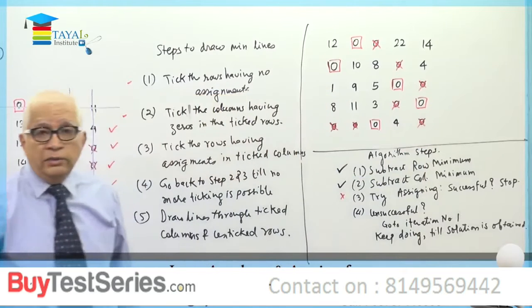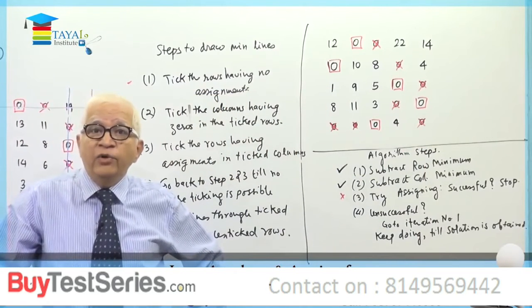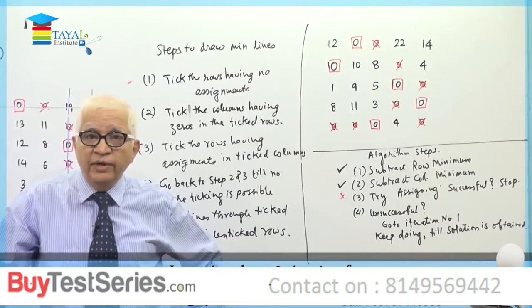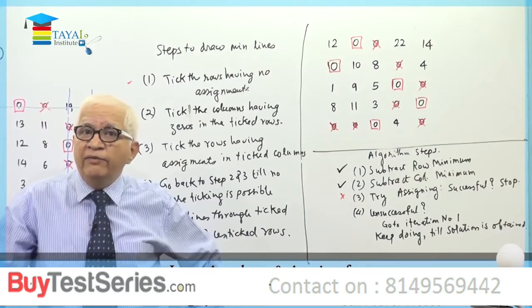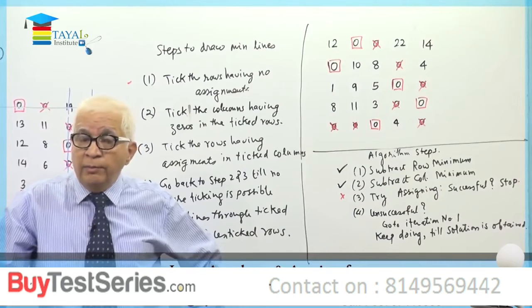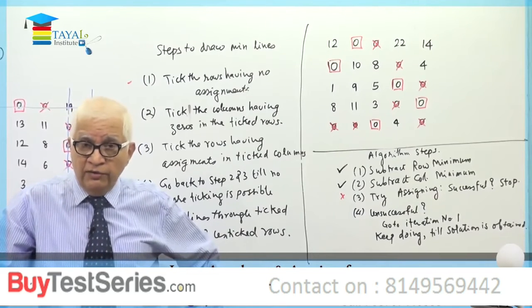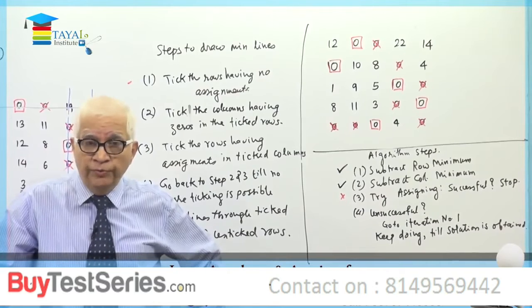Fine. So count the number of assignments. I got the required number of assignments, that is 5. The moment I get the required 5 assignments, the problem is over. I have solved the problem. But remember, did we make assignment at non-unique zeros? Yes. In fact, we started with a non-unique zero.